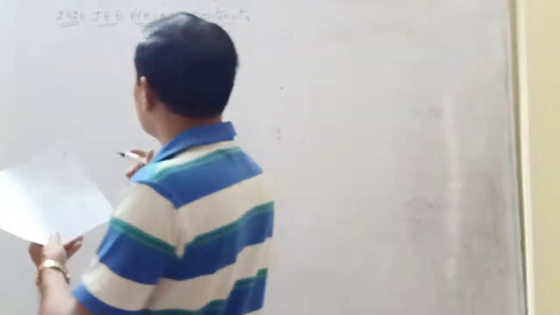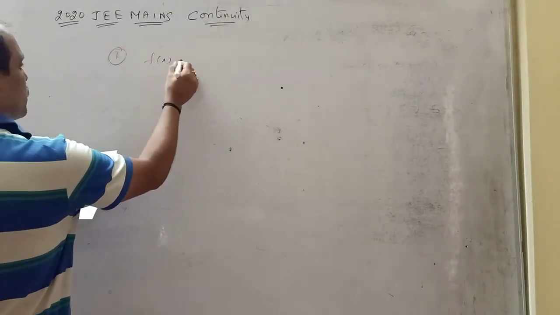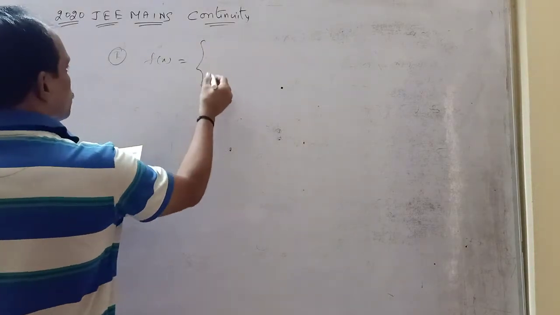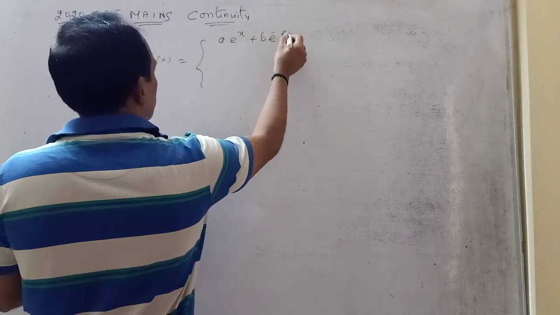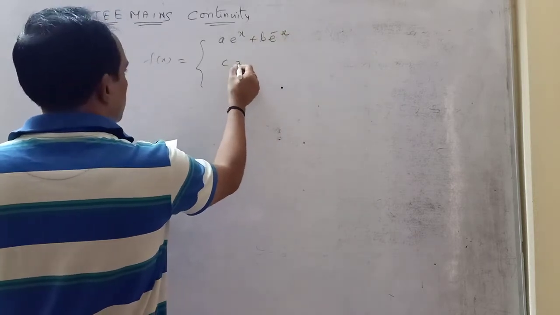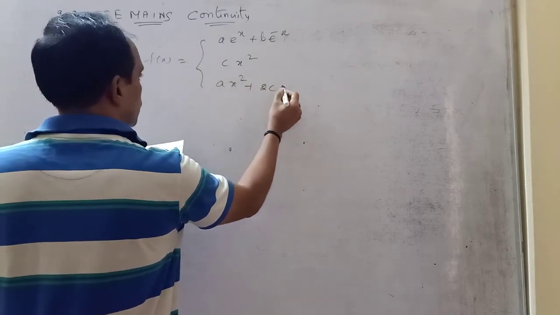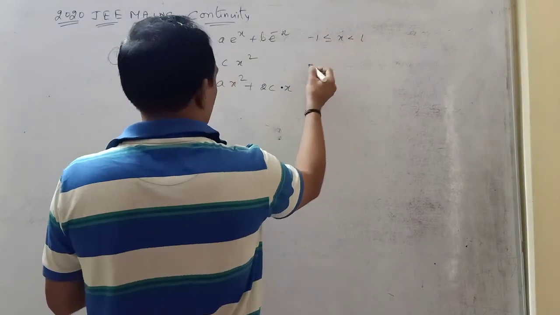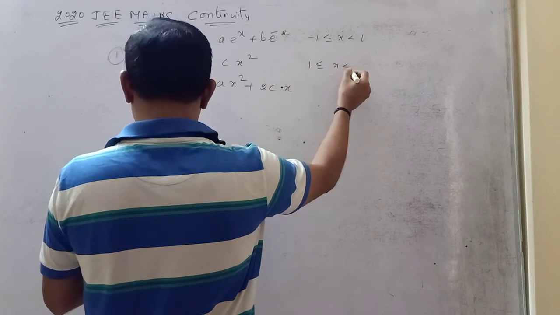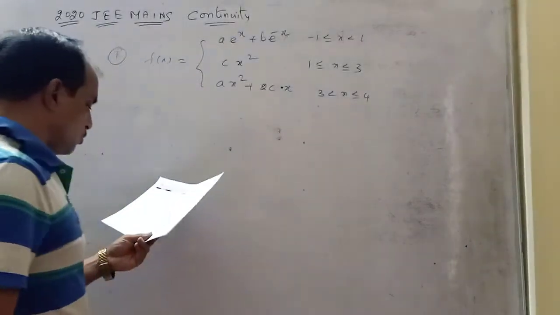September session. The first question in September session is: f of x is equal to a e power x plus b e power minus x for minus 1 is less than or equal to x less than 1; c x square for 1 less than or equal to x less than or equal to 3; and a x square plus 2cx for 3 less than x less than or equal to 4.